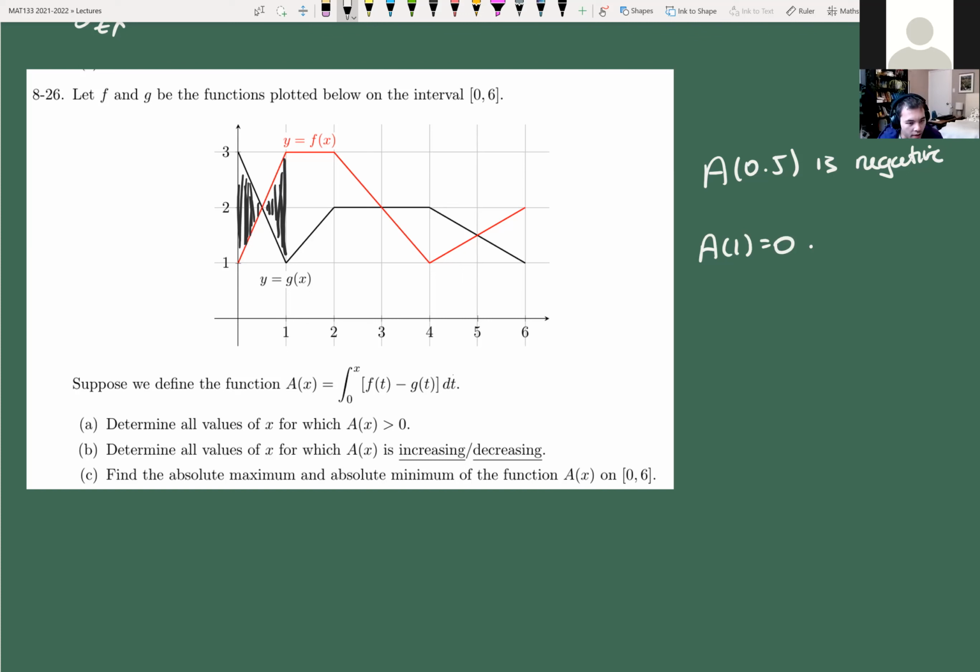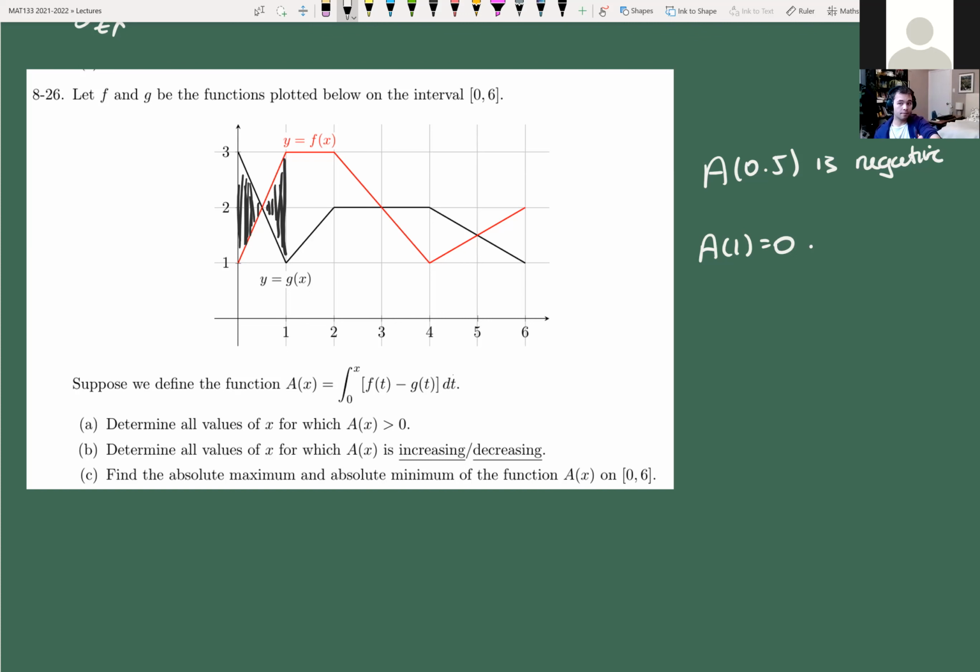So everywhere G of X is greater than F of X, does that mean A of X is negative? Well, we have to be careful about that. If G is bigger than F, then when we integrate there, because we're trying to find the area between these graphs, we are picking up negative area. But remember, the sum is cumulative, right?